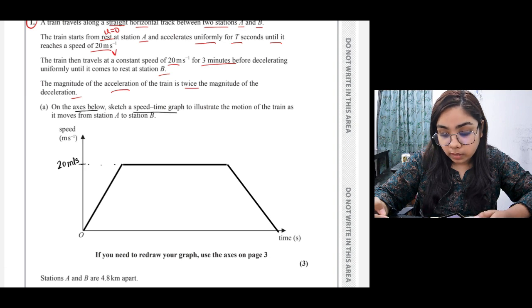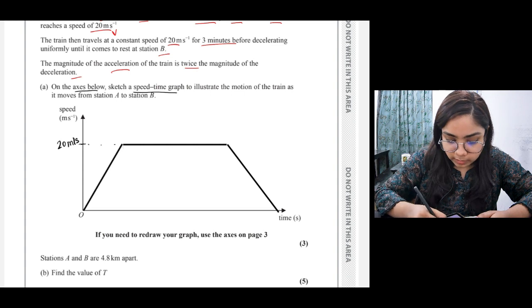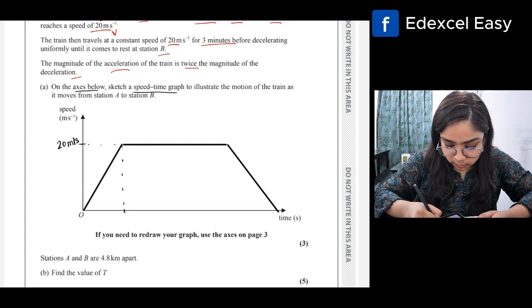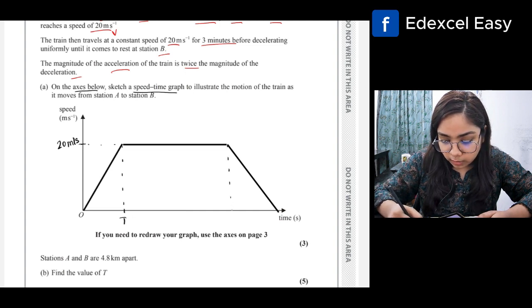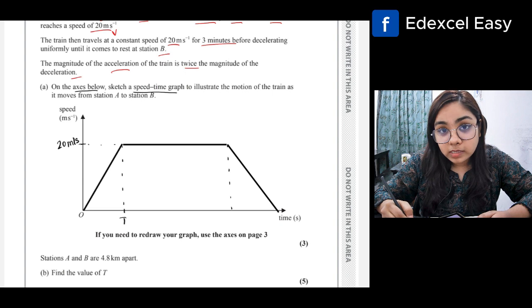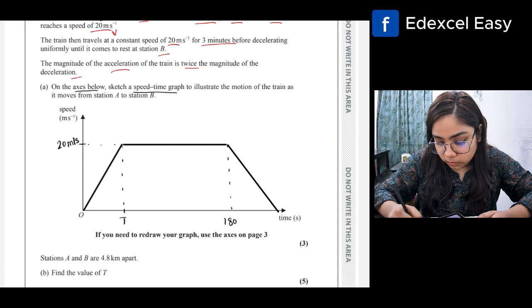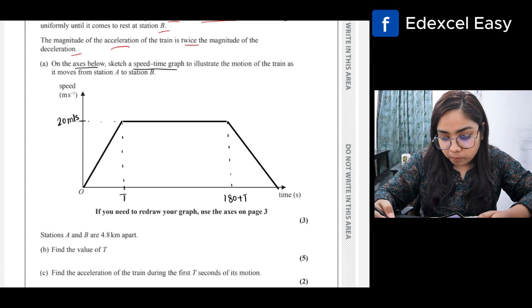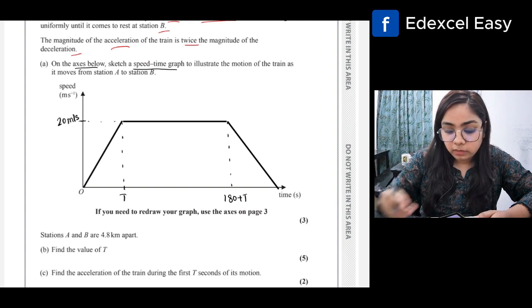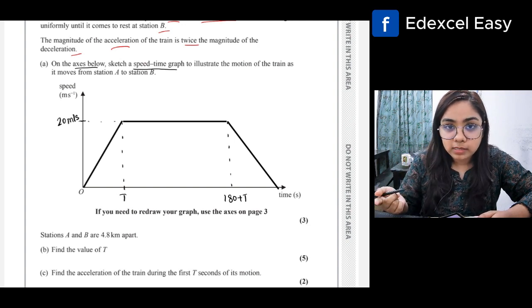Remember that the rate of acceleration was twice that of deceleration, so this line should be more inclined than this decelerating line. Now we have to label the x-axis. The accelerating time was T seconds, so it's going to be T, and the constant time was 180 seconds, but as we are drawing this on the graph, it's going to be 180 plus T, and the total time is going to be 180 plus T.